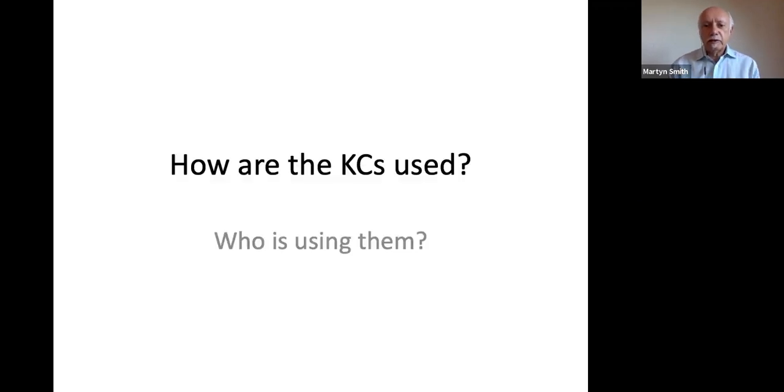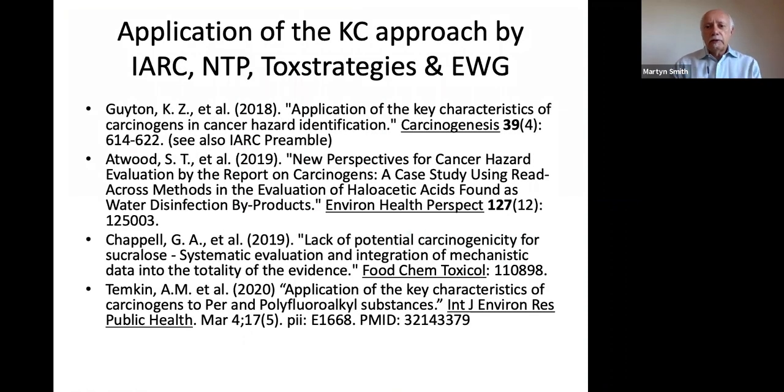So how are the KCs being used and who is using them? Well, interestingly, they're being used by people like IARC. For example, their preamble now really includes the key characteristics as a way of looking at mechanistic data and making evaluations on mechanistic data. And it's now possible, on the basis of mechanistic data alone, to actually call something a possible or even a probable carcinogen.